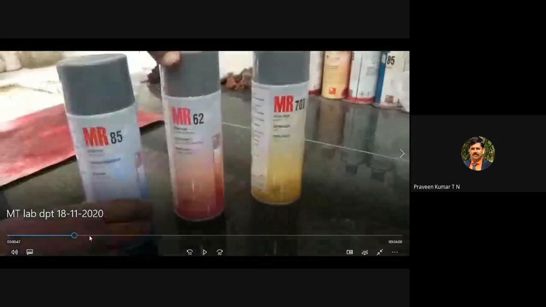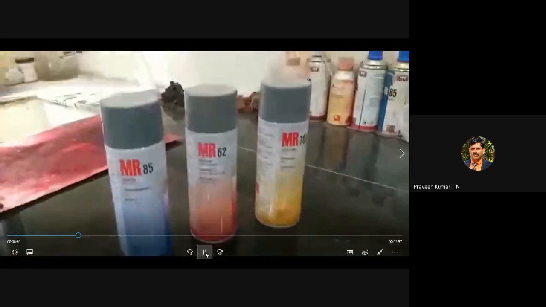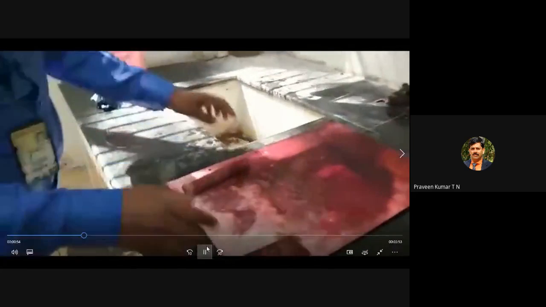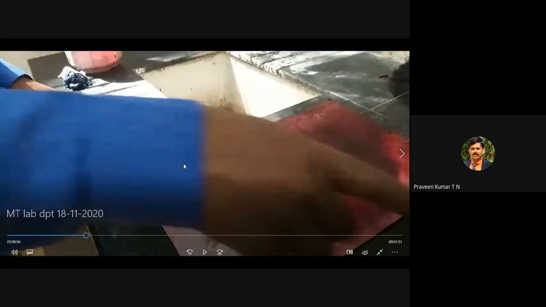First, you can see the developer. It is white. Then there is the penetrant. Here you are conducting a test on two specimens. One is a cast specimen; during casting there may be cracks on the surface. The other is a welded specimen; during arc welding also there may be cracks on the surface. You test both to find out whether a crack is present using the dye penetrant test.